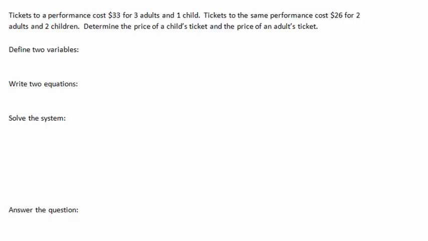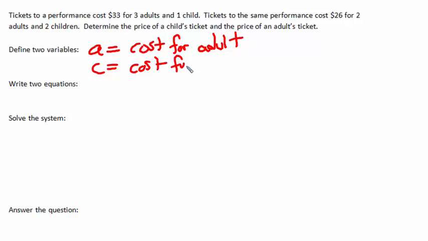So let's say, with the variable, I'm going to declare a label as well. Let's say A equals cost for an adult, and then C equals cost for a child. You don't just want to put A equals adult and C equals child, because that could imply the number of adults or the number of children. So be specific about what your variable represents. That's why that space is there on every single problem on this worksheet.